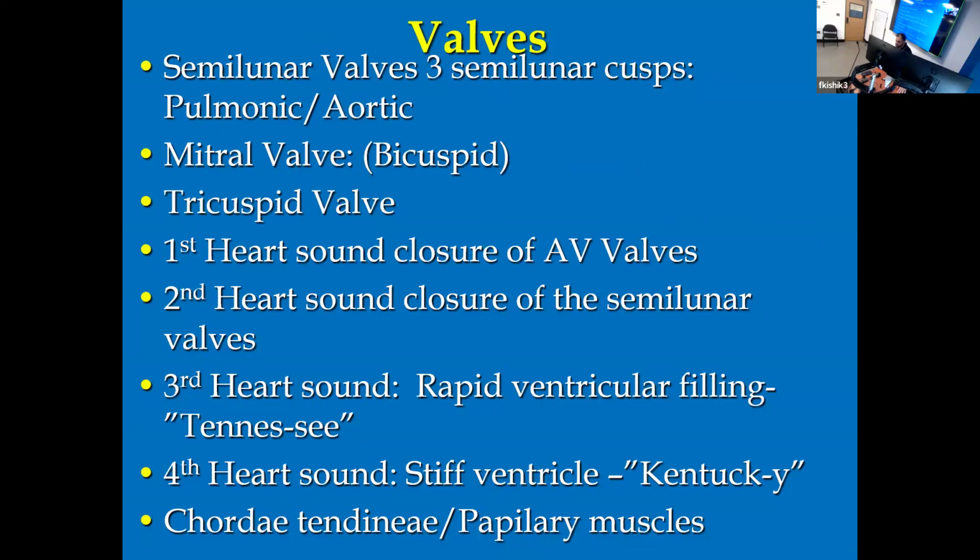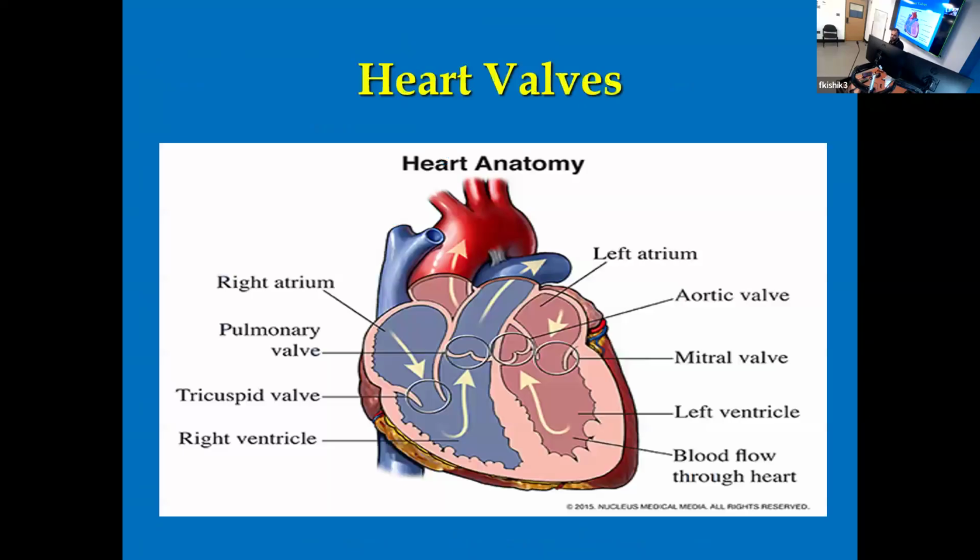Third heart sound is S3, which is Tennessee gallop. Rapid ventricular filling, normal in pediatrics. Fourth heart sound is stiff ventricles, which is Kentucky, and that's going to be always pathologic in everyone. We learned that in PD1. And the chordae tendineae or papillary muscles, these can sometimes rupture and lead to really bad heart failure.